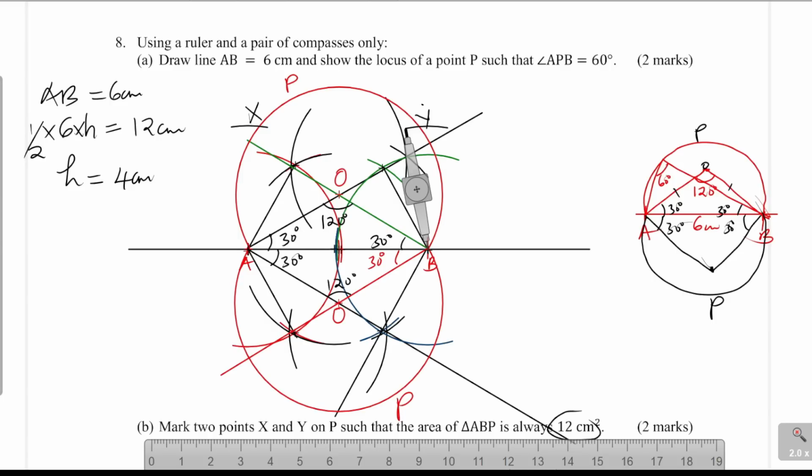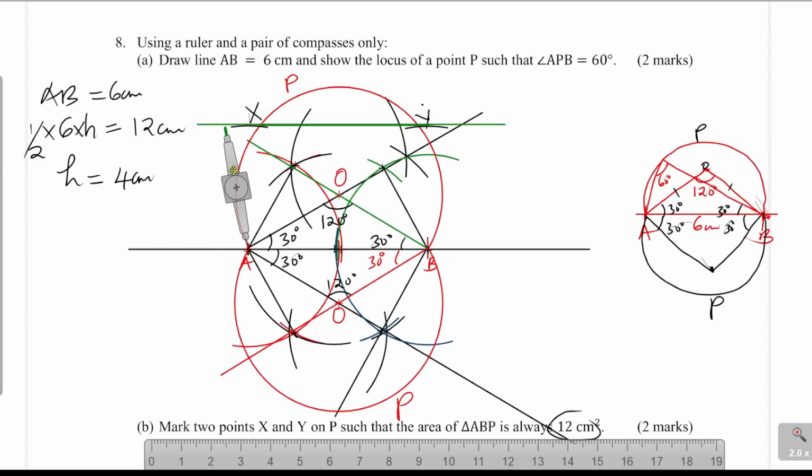So you can join these points X and Y using a straight line like that. So points X and Y. You do the same for the other side. The other side is the same measurement.